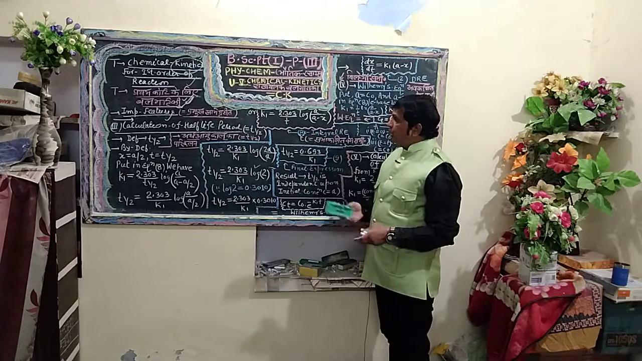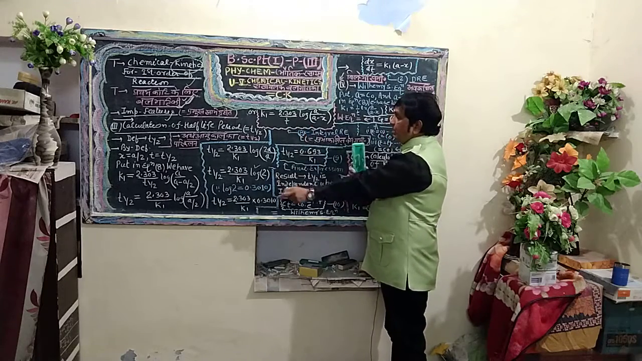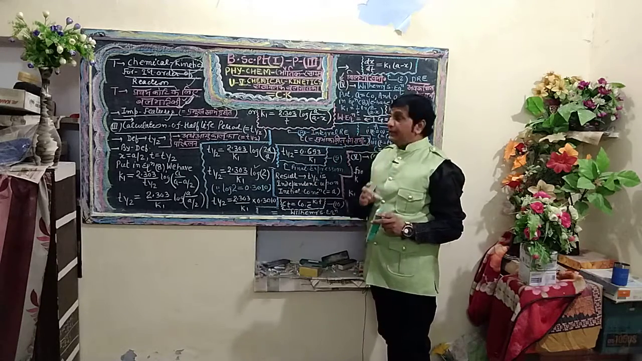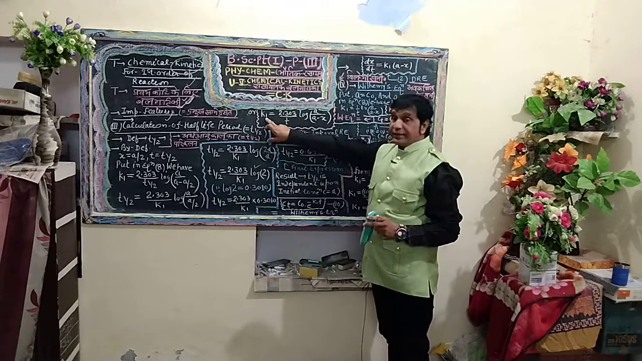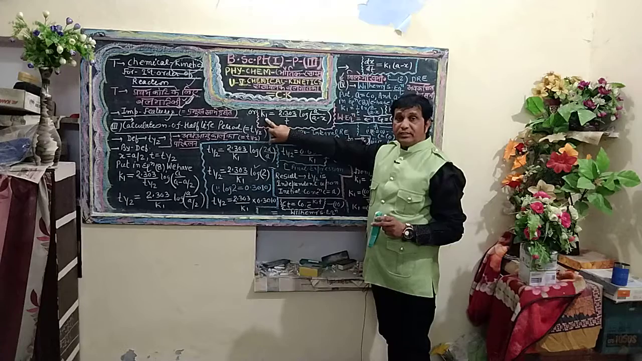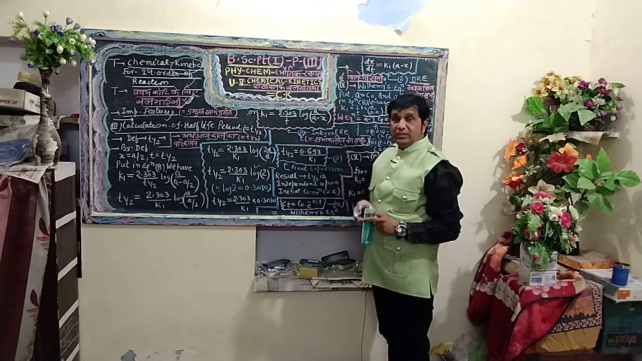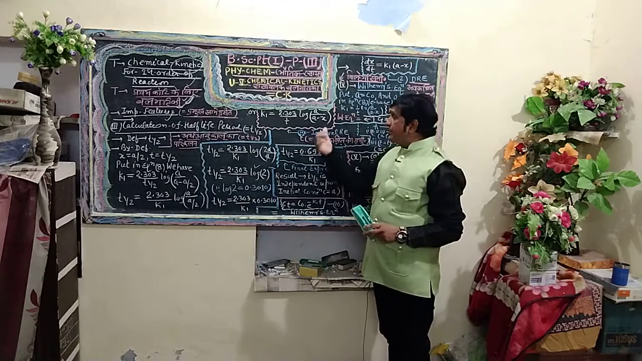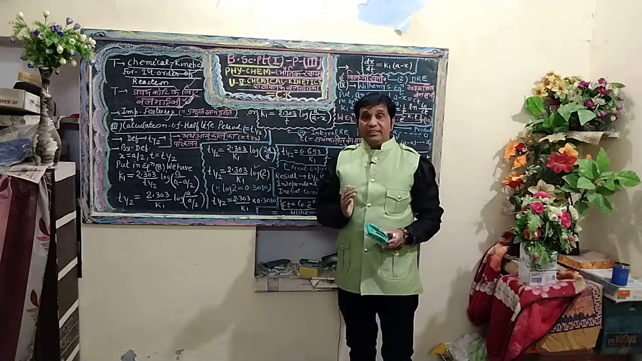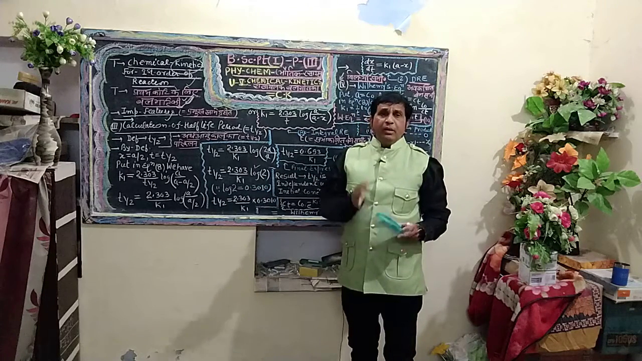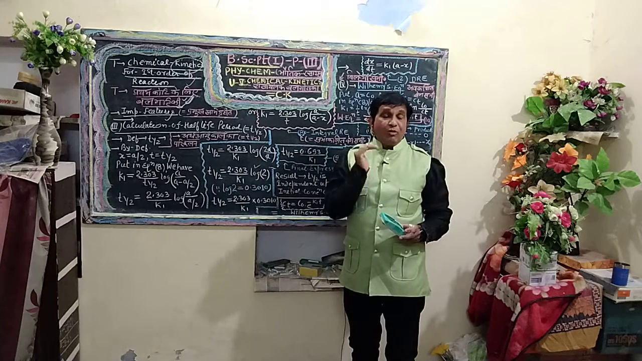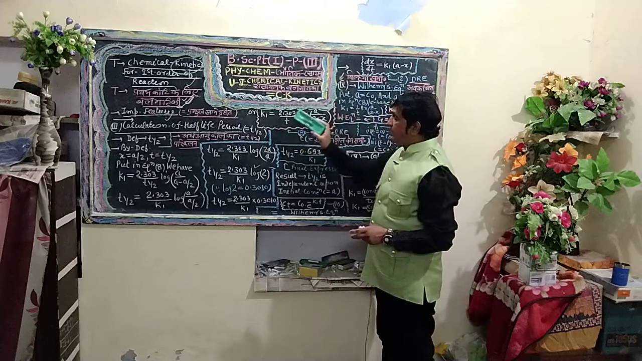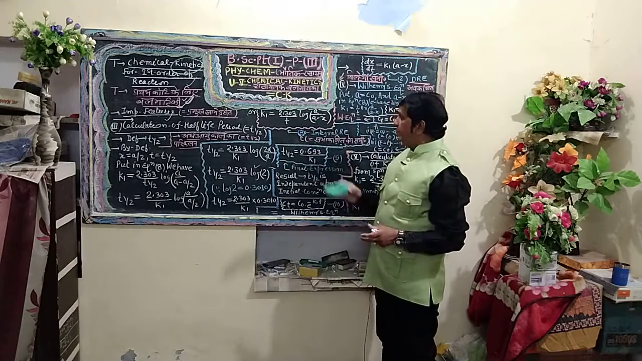K1 equals 2.303 upon t log a upon a minus x, that is equation number 8 here. Students of BSc Part 1, k1 denotes the velocity constant for the first order reaction, t denotes time, a denotes the initial concentration of the reactant, and a minus x denotes the concentration at t equals t timing. Once again, I focus your whole concentration on this: k1 equals 2.303 upon t log a upon a minus x.